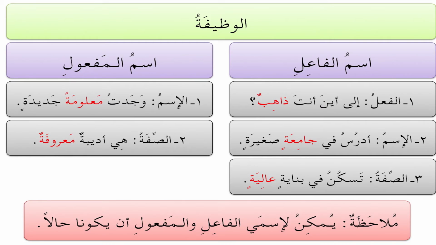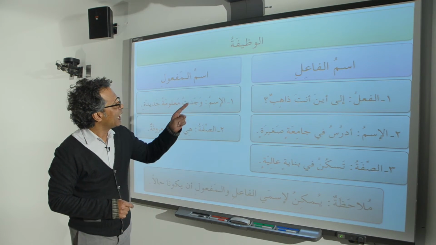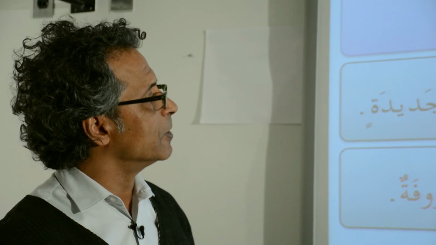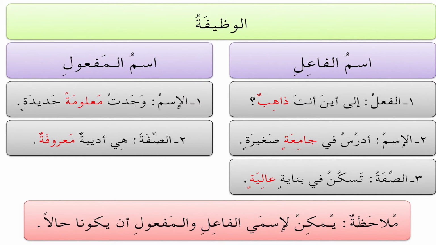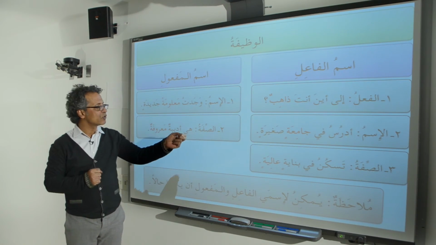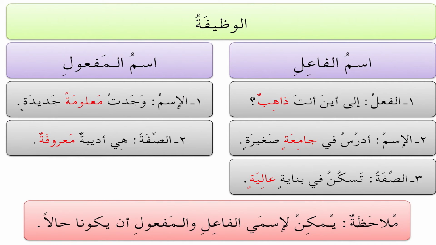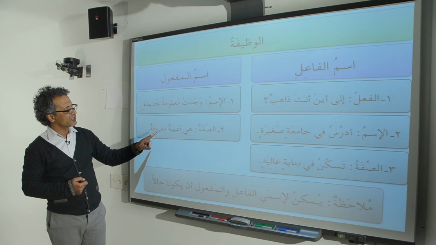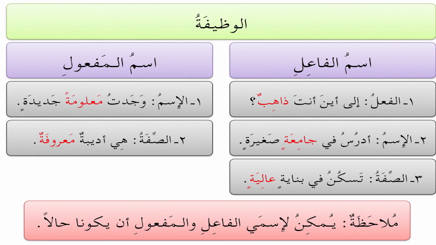اسم المفعول can do only two. And so it oscillates between two ends like a pendulum. And those are al-ism and al-sifa. It doesn't have the force of a verb or action in it. وجدت معلومة جديدة. I found a new piece of information. So معلومة is معلوم. That's اسم مفعول. الصفة, it can be also close to the adjective. هي أديبة معروفة. She is a known author or littérateur. So أديبة معروفة. معروفة here is مفعول and it's acting really as a صفة.